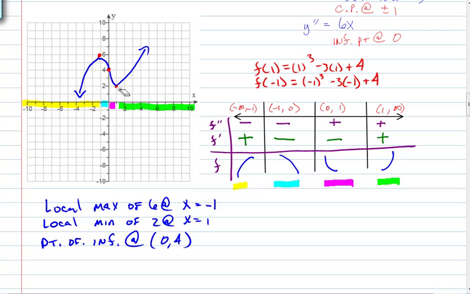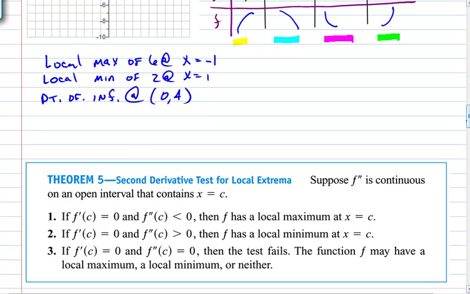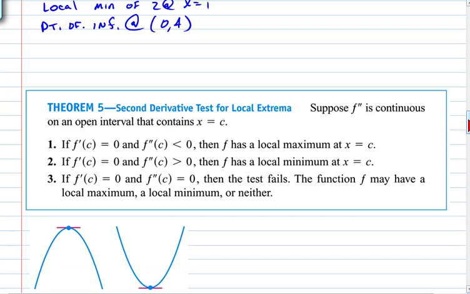How did I get the y values for all these points? Plug them back into the original function. We only plug things back into the derivative if we want to know the sign of the derivative. We plug them back into the second derivative to test the sign of the second derivative. Any questions? Nope.